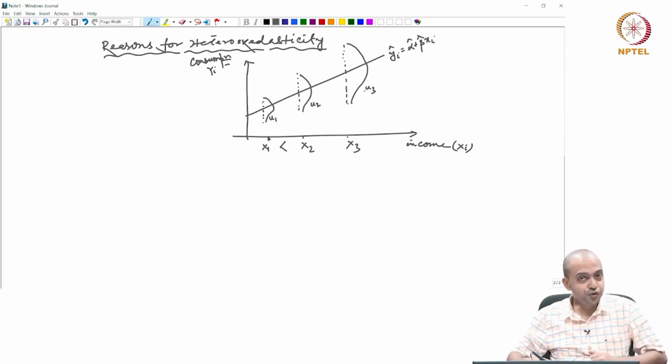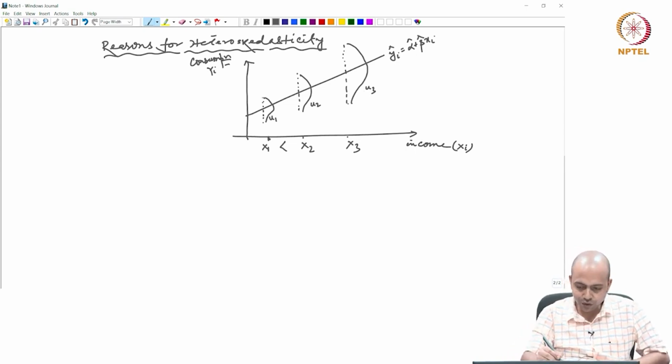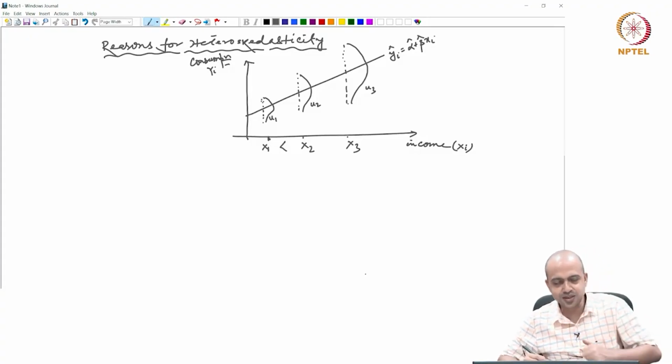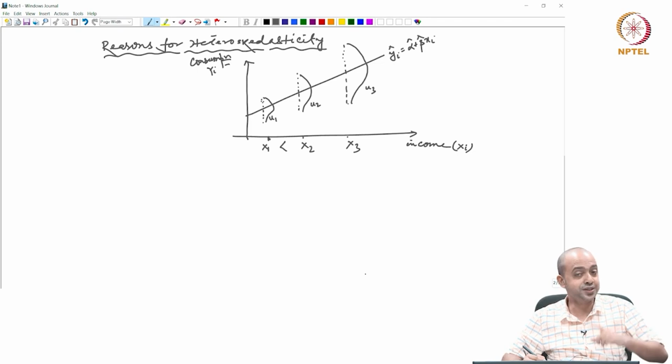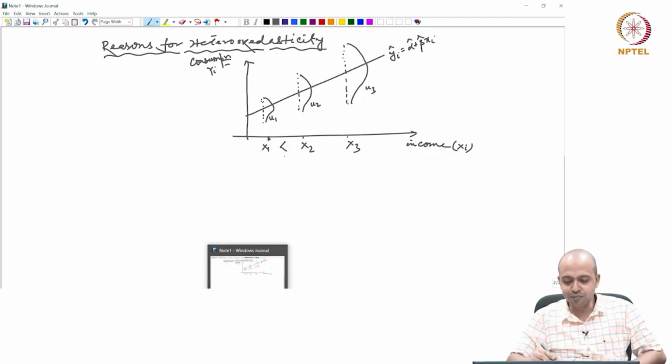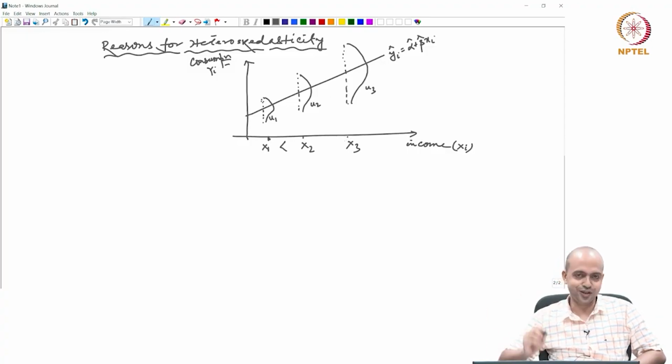Now, what is the assumption we made? The assumption we made is that at different levels of x, that means as income increases, your error variance should not increase. But here what is happening? As the individual's income increases from x1 to x2, x2 to x3, the error variance is actually increasing. Higher the income, higher is the error variance. That is why this type of pattern explains heteroscedasticity.